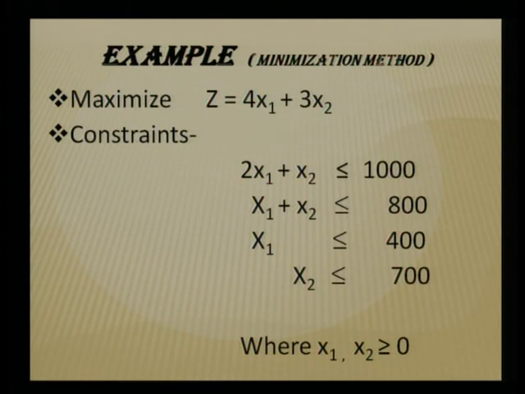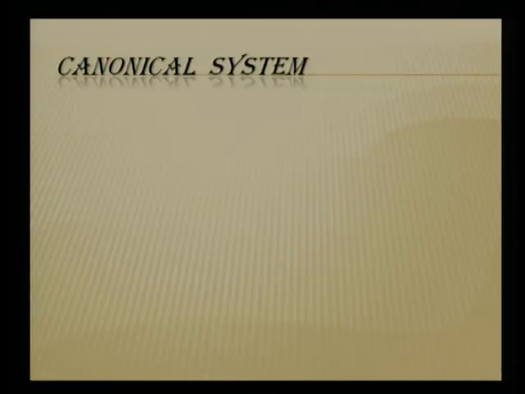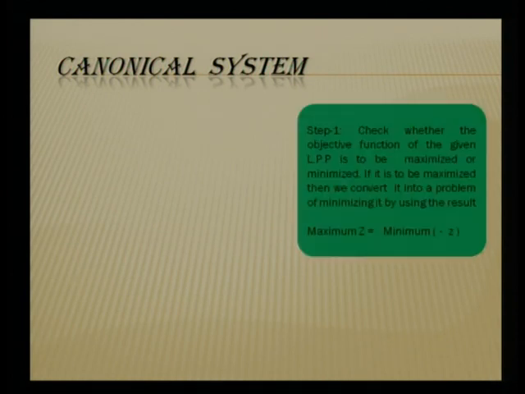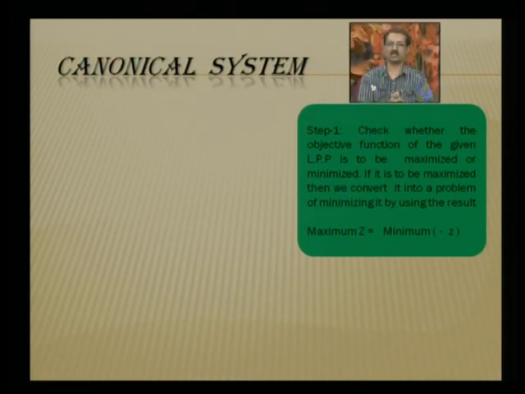As we know, before we start solving this problem, we have to go for something called a canonical system. So we next go to the canonical system. We'll see how we can construct a canonical system. The first step is that our LPP has to be converted into minimization. So if it is in maximization, we have to convert it into minimization. That is what we are going to do first.